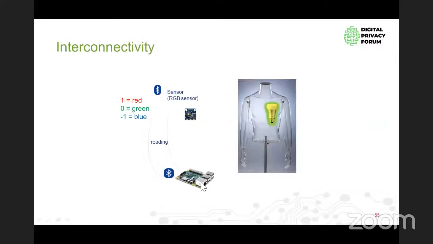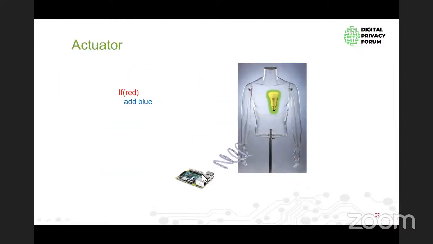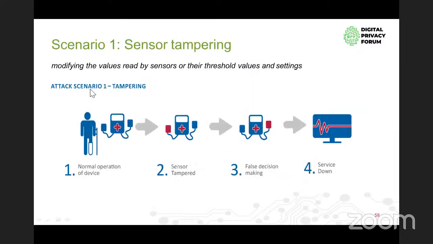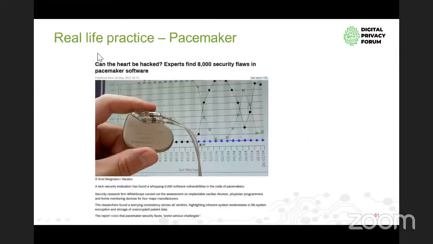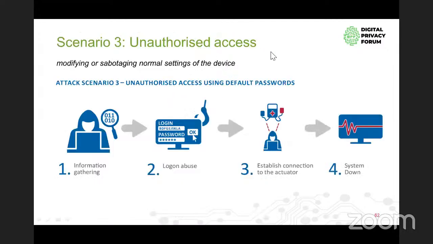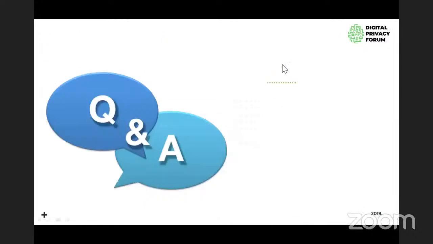So it will be interconnected. The sensors and the actuators, all of them will be interconnected. So there will be decision making based on the reading. We want to increase or decrease the value to get the optimal stage. Right? So there will be an actuator which will take action. So this is something which is happening. But if somebody is tampering with the sensor, then it could potentially bring some kind of issues. Right? Real life practice like pacemakers. I told you about that. Unauthorized access, somebody wants access. The Hacker News: hackers can give you fatal overdoses. Right? So these are some of the examples.